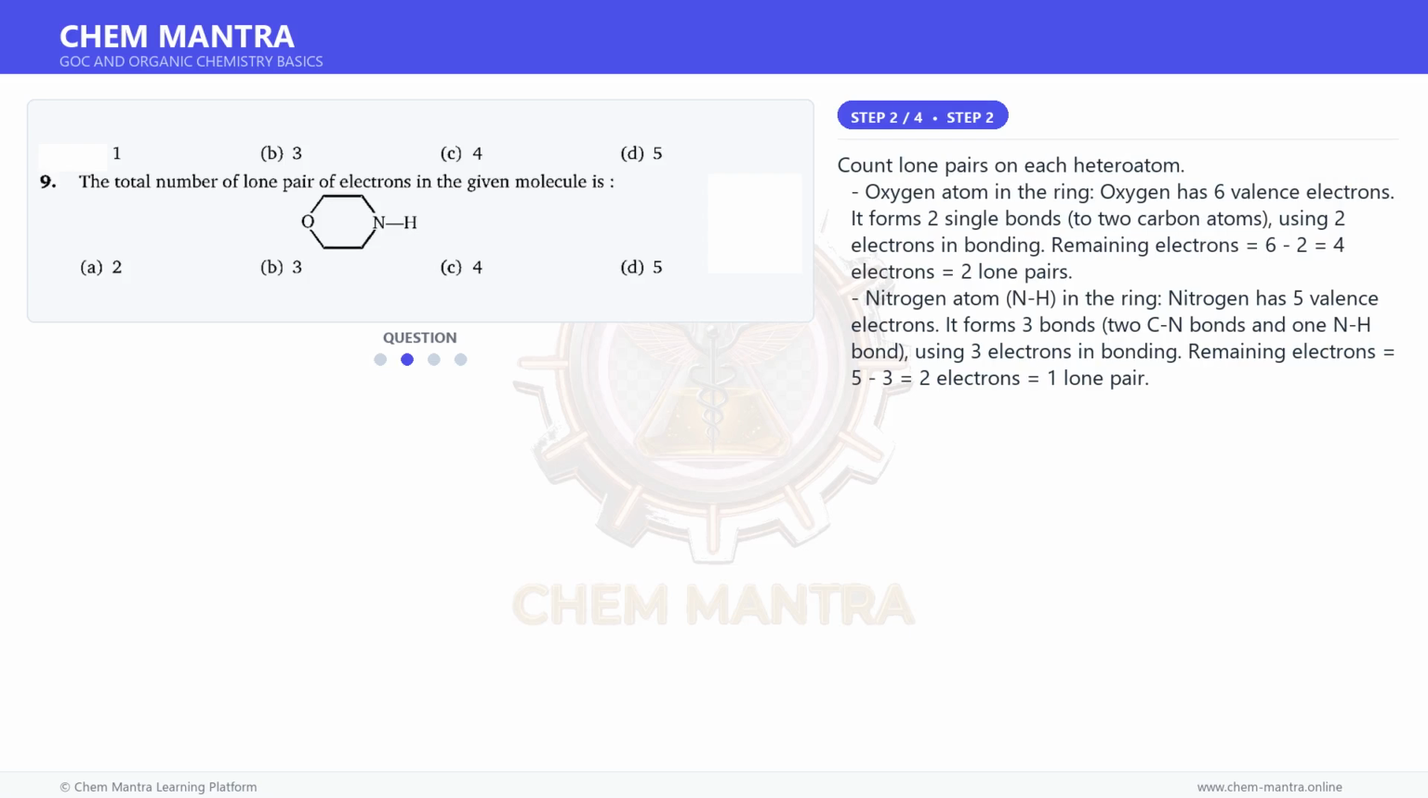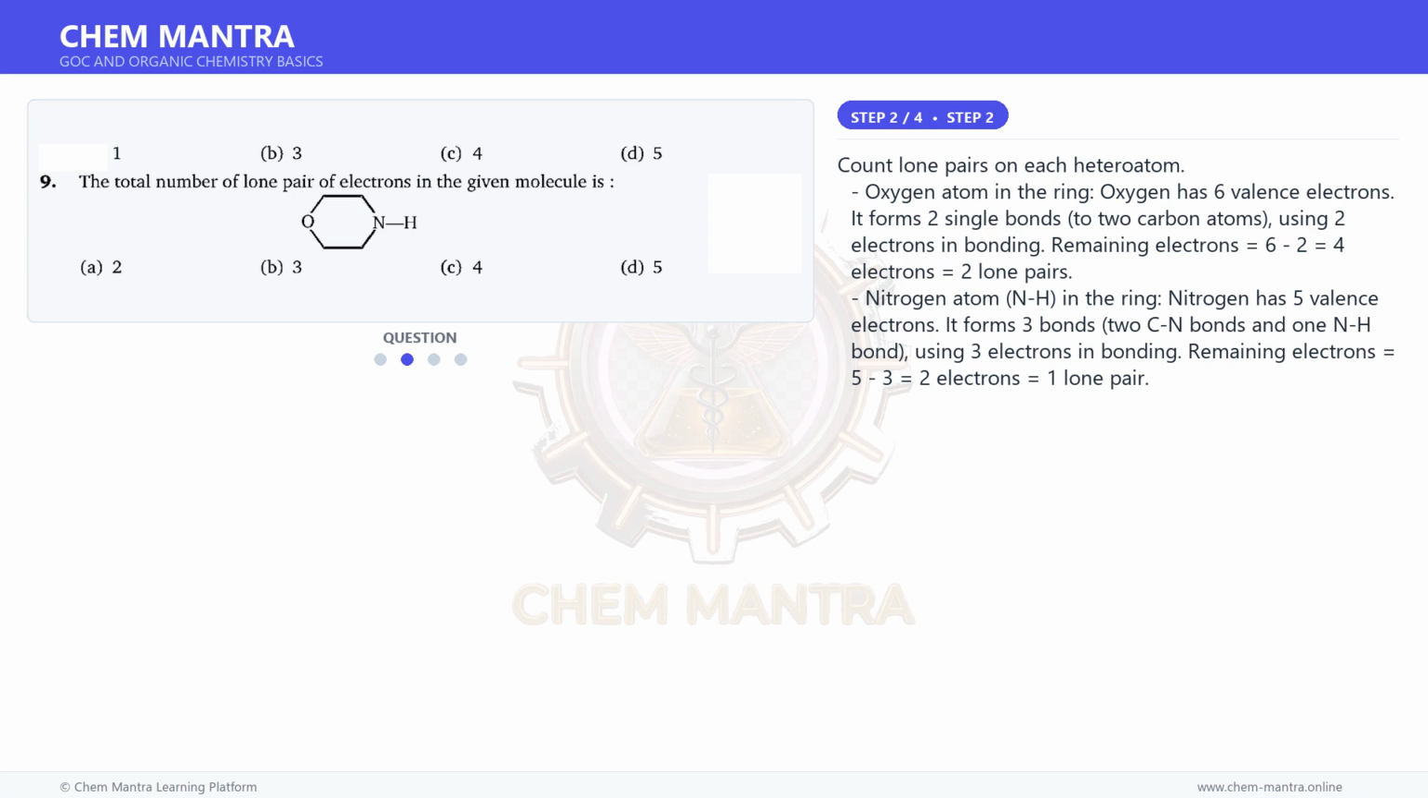Moving on to the next step. Count lone pairs on each heteroatom. Oxygen atom in the ring: oxygen has 6 valence electrons. It forms 2 single bonds to 2 carbon atoms using 2 electrons in bonding. Remaining electrons equals 6 minus 2 equals 4 electrons, which is 2 lone pairs.